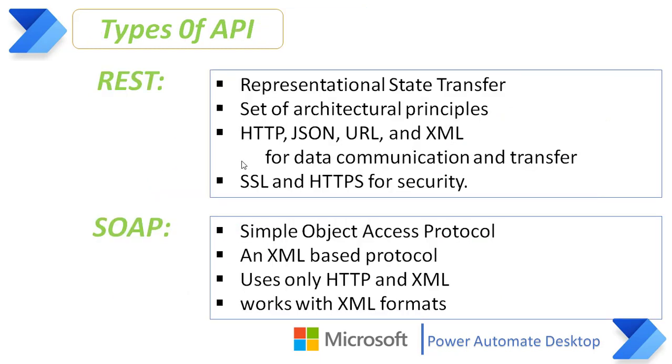Now we'll see what are the different types of web APIs available. There are four most common types of web APIs. Out of them, SOAP and REST APIs are the most commonly used. I will explain them one by one. First, we'll see REST API.